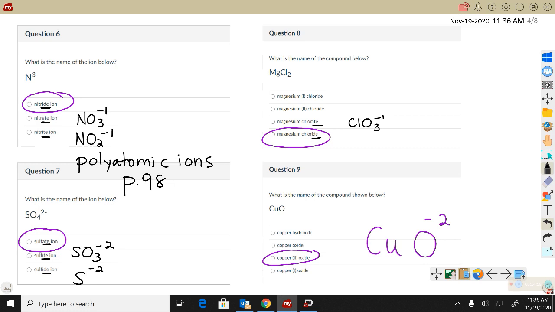That's some pretty complex math, right? How about a plus 2? Plus 2 minus 2 adds up to 0. So that charge, plus 2, is your Roman numeral.